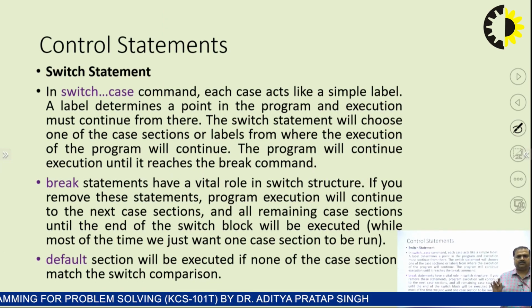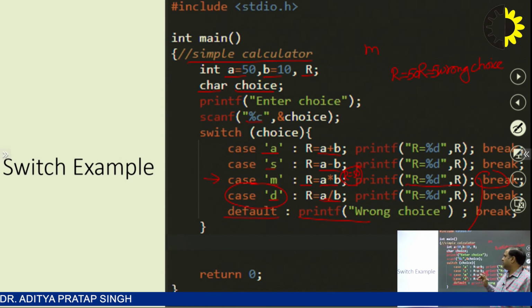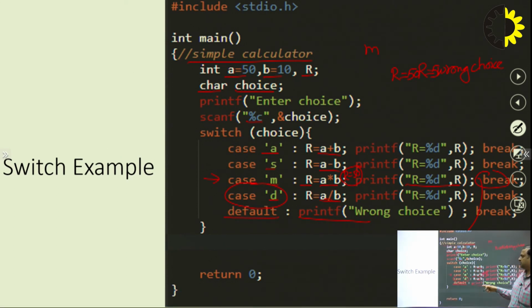If you remove these break statements, the execution will continue, which we have already understood through this example. And the default: if I have input like n, which is not specified here, that means no choice has been matched. In this situation, default will be executed and the answer will be wrong choice.